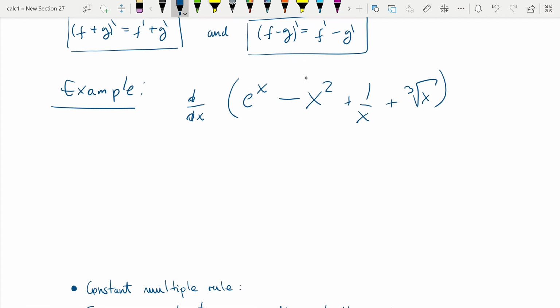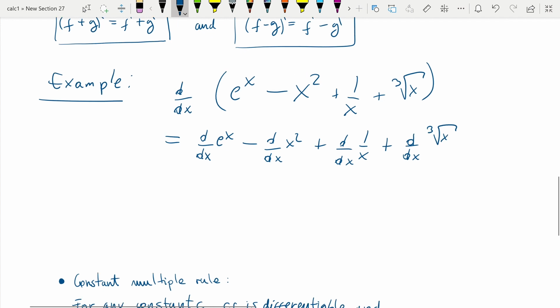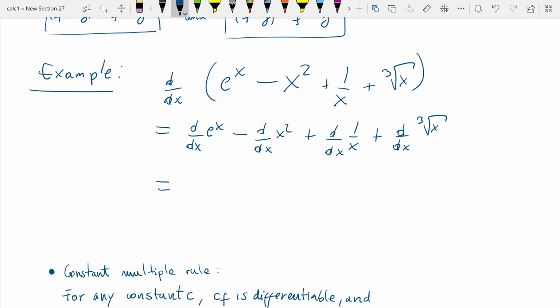Okay, this tells us that we can take the derivative of each expression separately and add everything together. When we have a minus sign here, it's minus, so we get d/dx of x squared, then plus the derivative of 1 over x, and then plus the derivative of the cube root of x. The derivative of e to the x is e to the x, we just saw that.